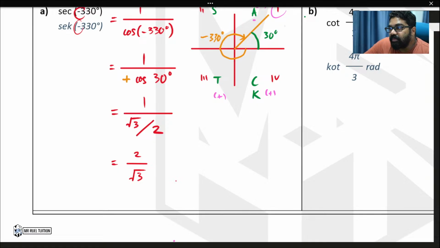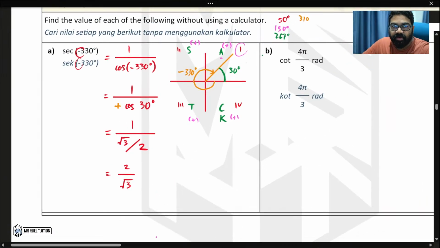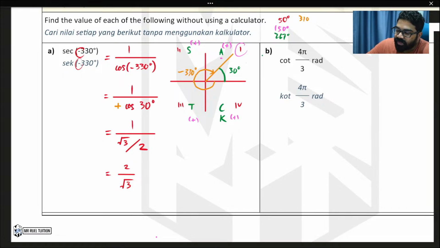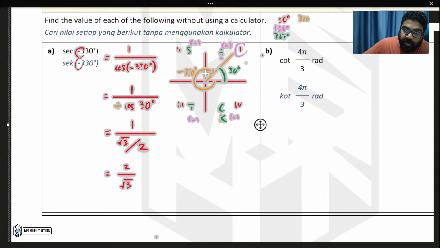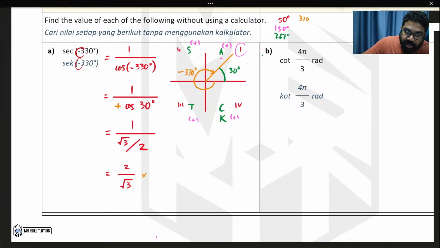So class, some mark schemes will not rationalize the denominator. But I always recommend to rationalize, because the simplest form should be the rationalized form. You remember how to rationalize your denominator or not? Multiply by the conjugate. So this one will be times root 3 over root 3. So this is root 3 over 2. Yes, that's right. It's in quadrant 1, that's why it's positive.